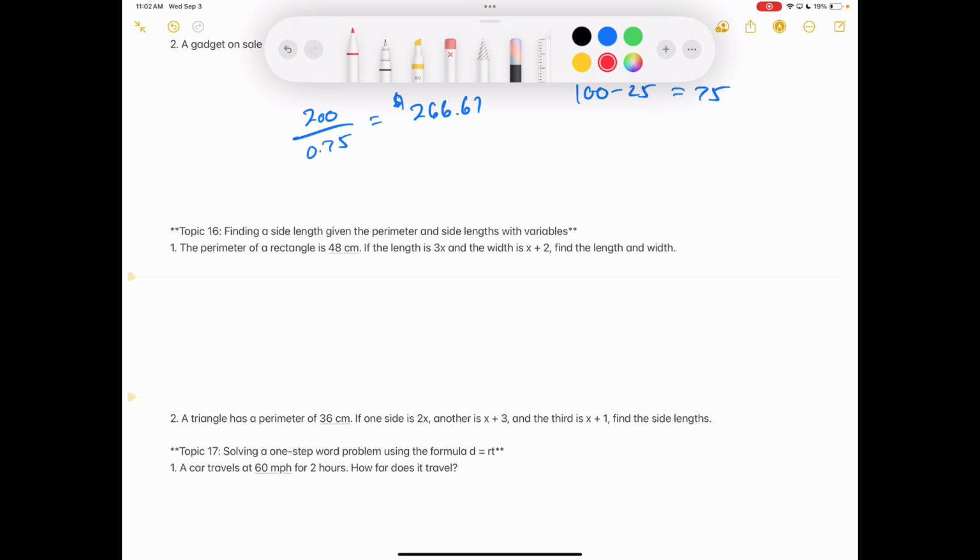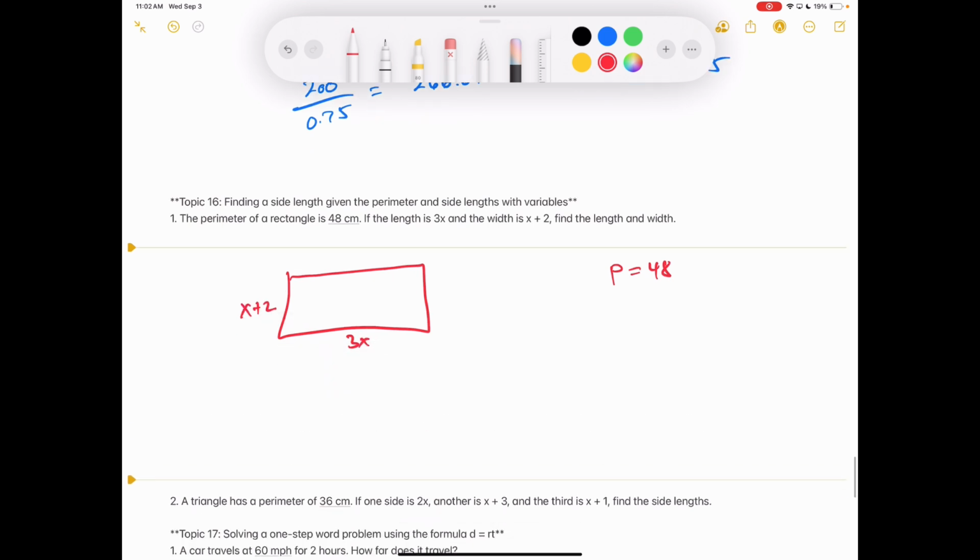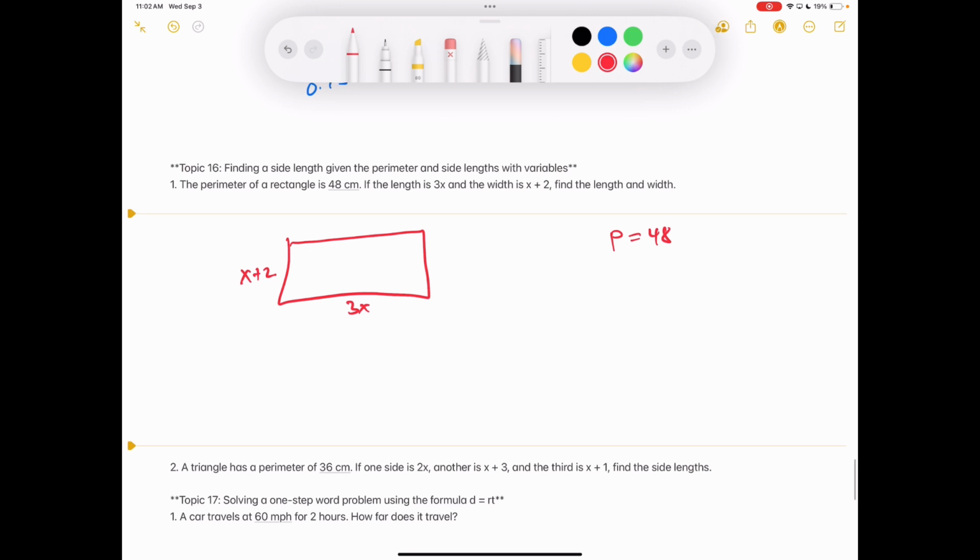The perimeter of a rectangle is 48. If the length is 3x and the width is x plus 2, figure out what x is. Or find the length and the width. So we kind of talked about perimeter and area last time, but if that's 3x and this is 3x and this is x plus 2, if I add up all my sides, that gives me my perimeter.